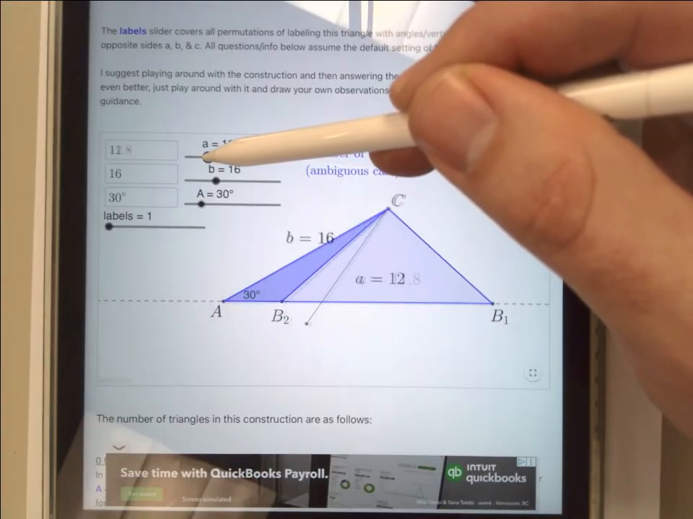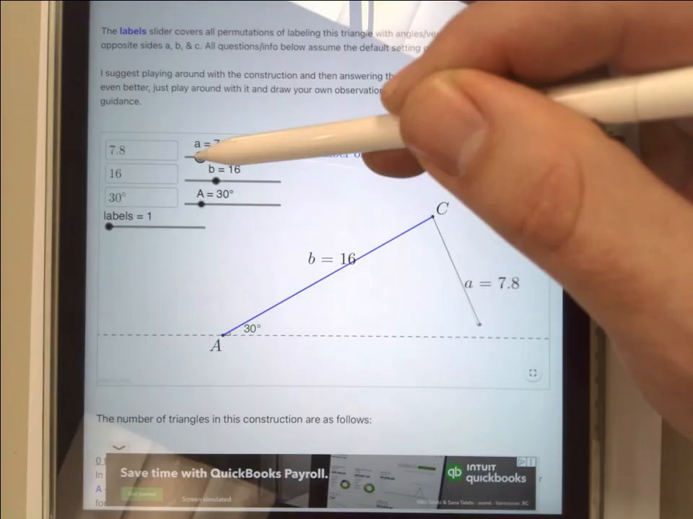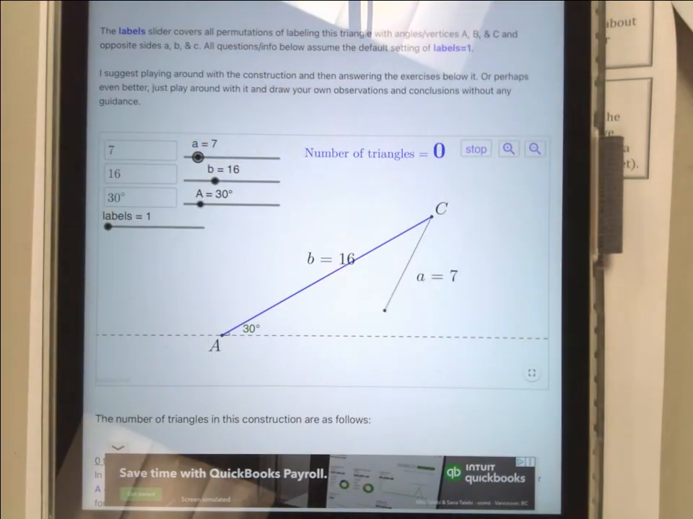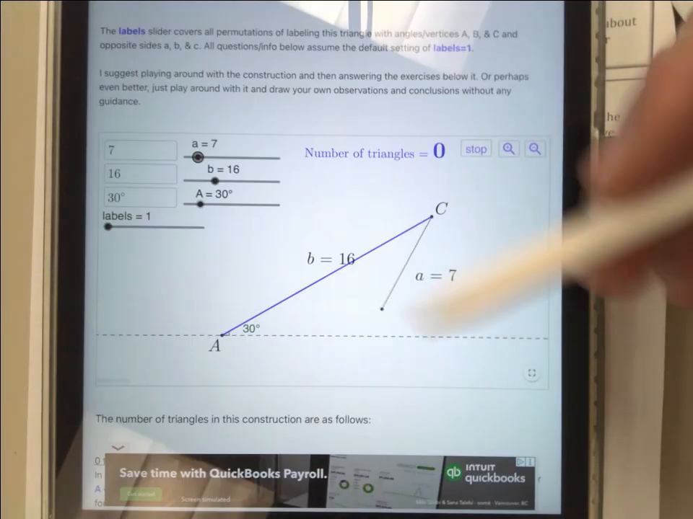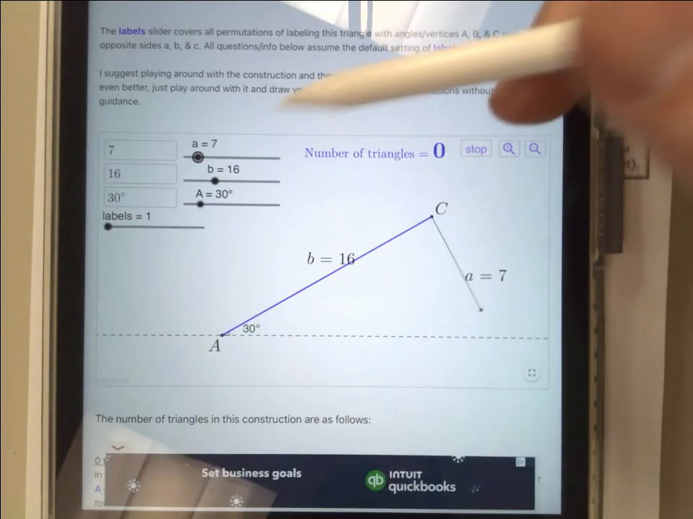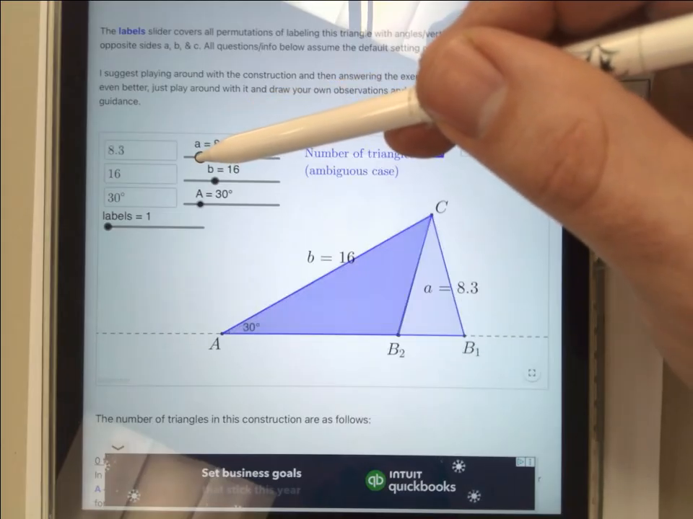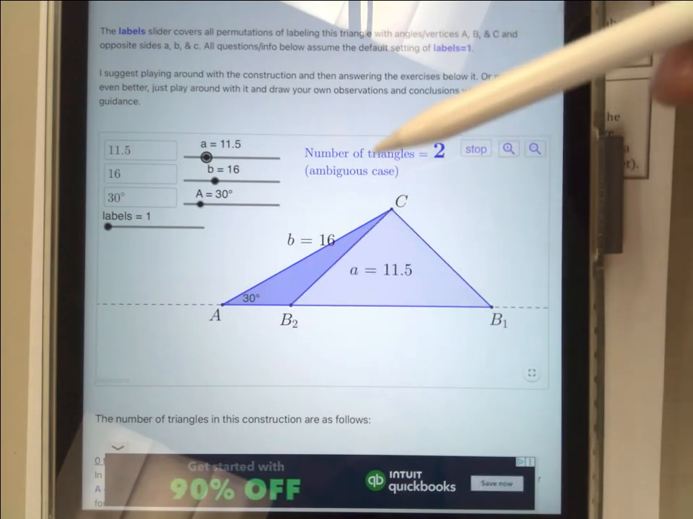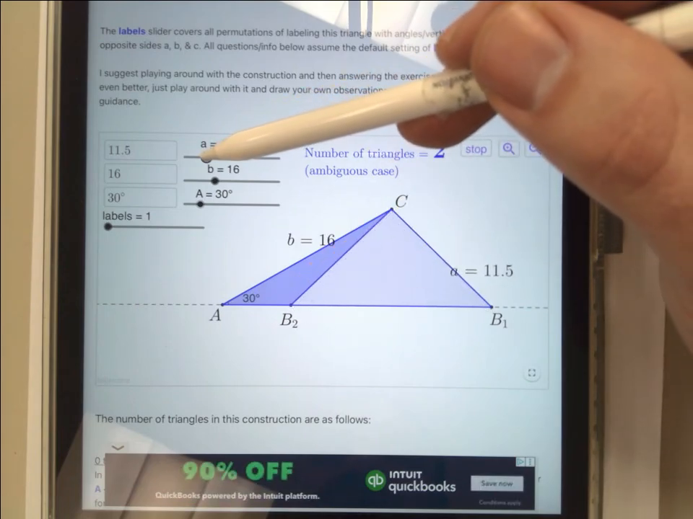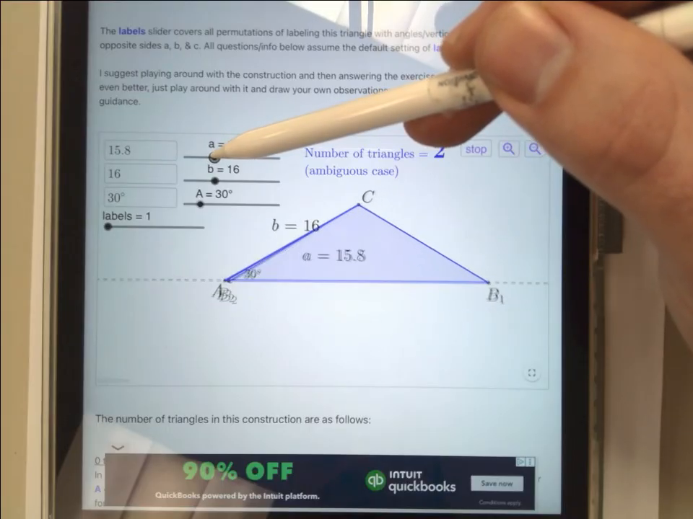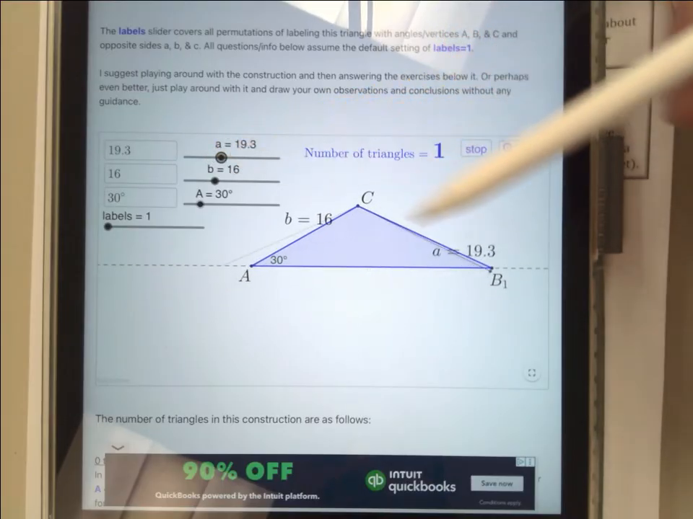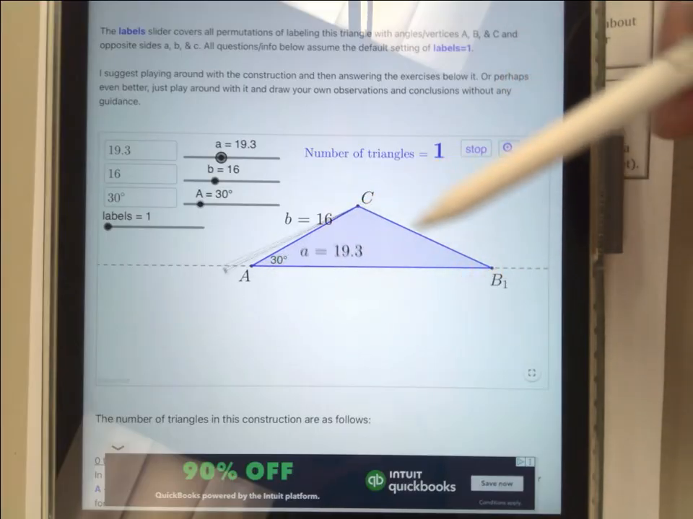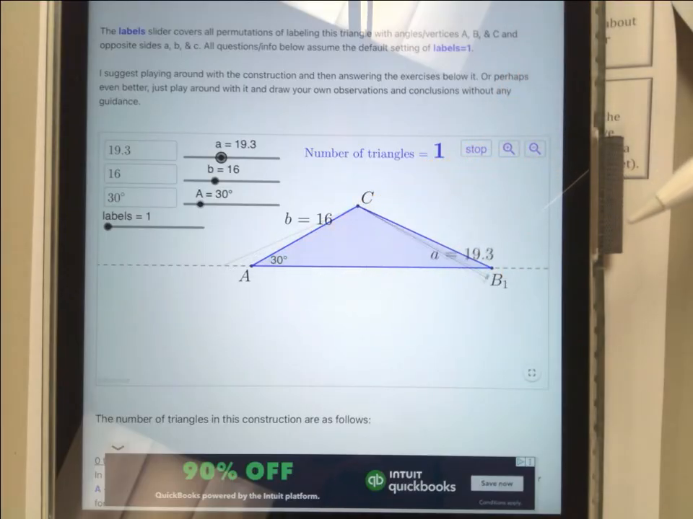So if the string is a bit shorter, if the string gets too short, you don't have a triangle. It's just not possible. So I'm going to give you tools to identify this. If the string is longer, you've got potentially two triangles. But if the string is too long, watch this. If it's longer than 16, we actually consider only one triangle possible. Okay, number of triangles: 1.